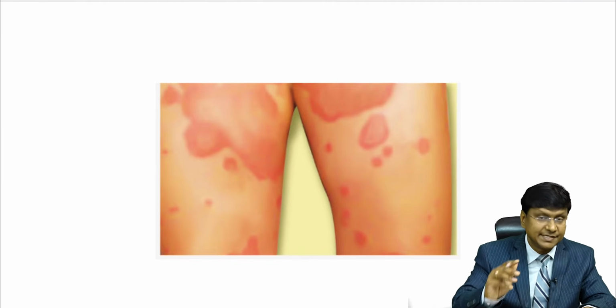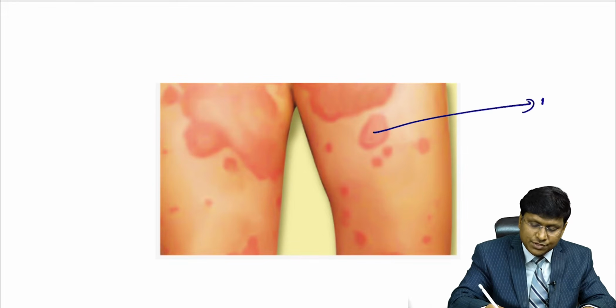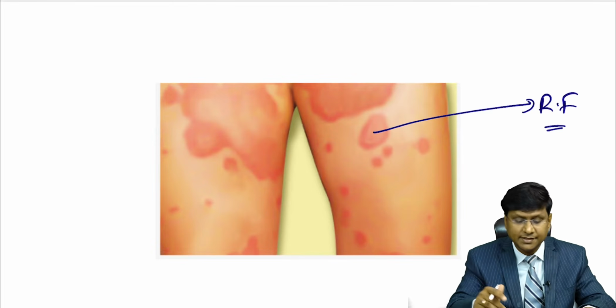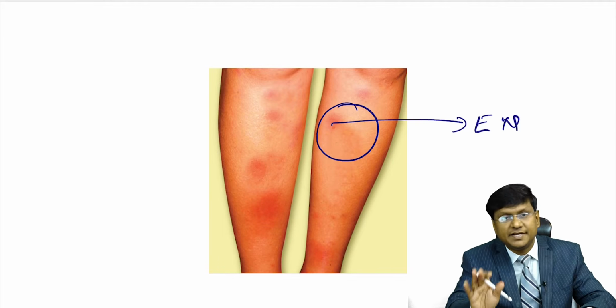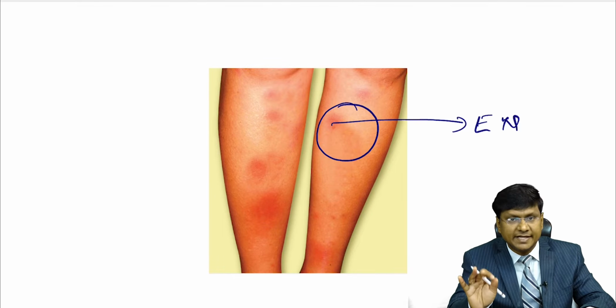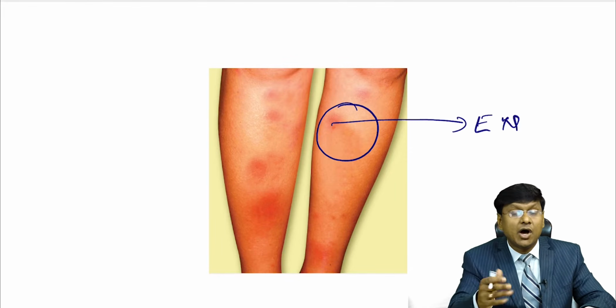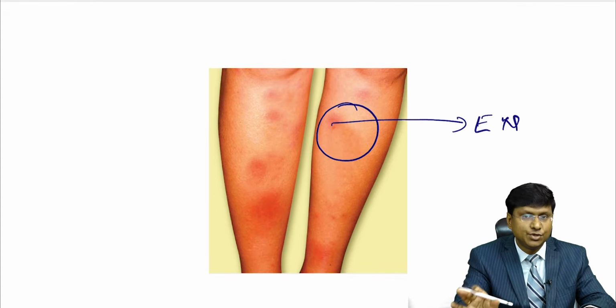Then next is the other option, erythema marginatum. Erythema marginatum is one of the criteria required for the diagnosis of rheumatic fever but not infective endocarditis, right? And next important is erythema nodosum, which is present over the lower limbs, over the shin of the tibia. Erythema nodosum is a hypersensitivity reaction secondary to tuberculosis.